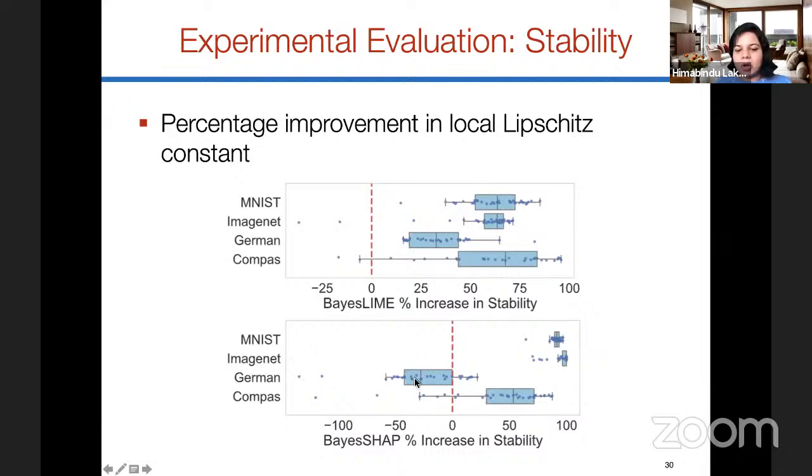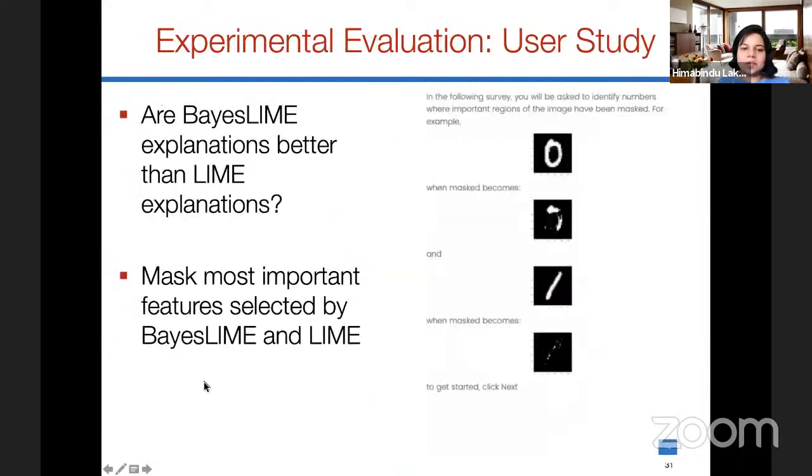There is one small dip here. We are still investigating why there is that dip for this particular data set. But other than this one data set, we see consistent improvement throughout in other cases, right?